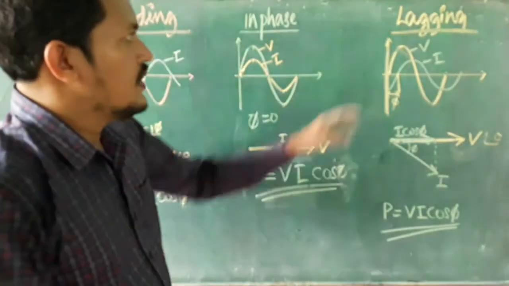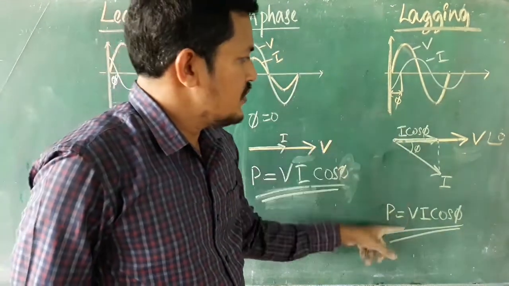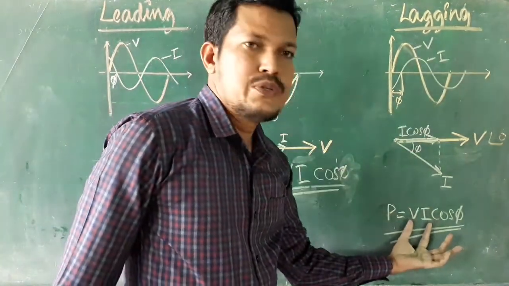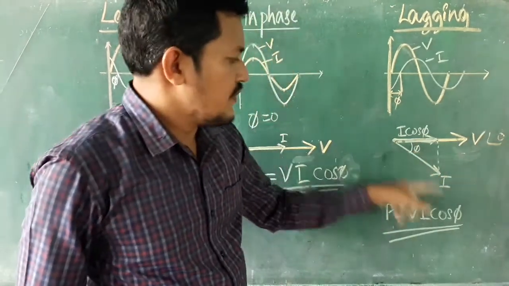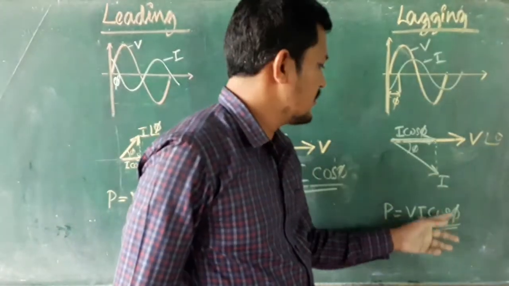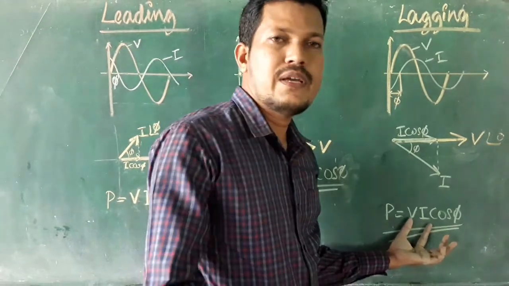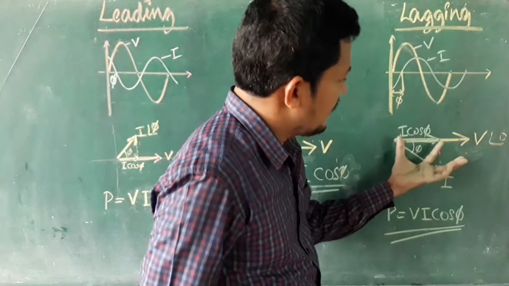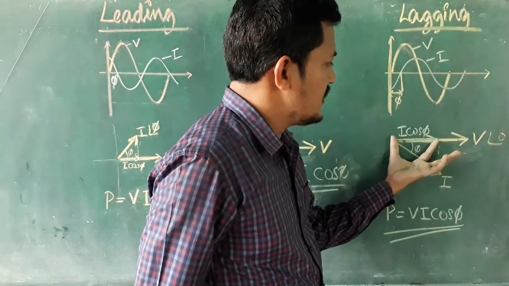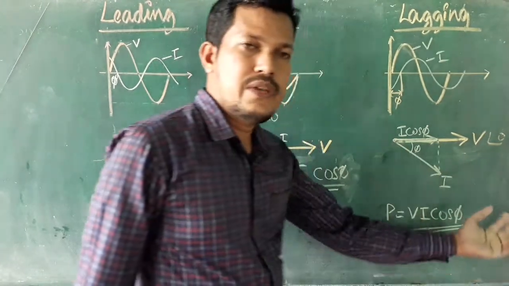So in the lagging condition also the power is reduced because of the power factor. Here 5 degrees. Suppose the cos phi value is 0.5, then again we are using reduced power. So for calculation we are taking the in phase component of current, I cos phi, with the voltage. So we are using reduced power.